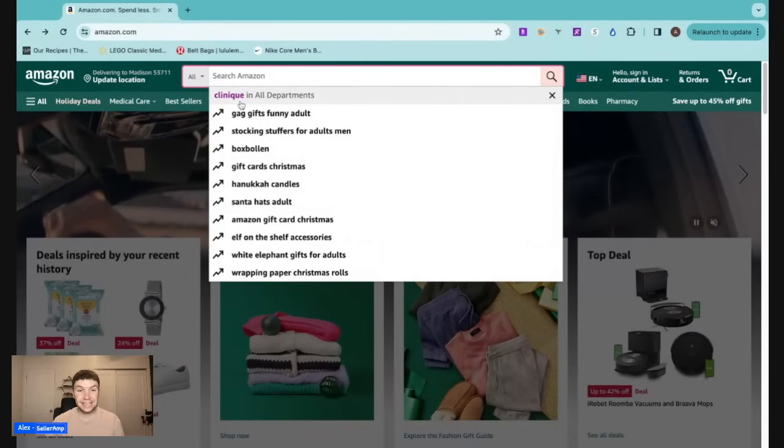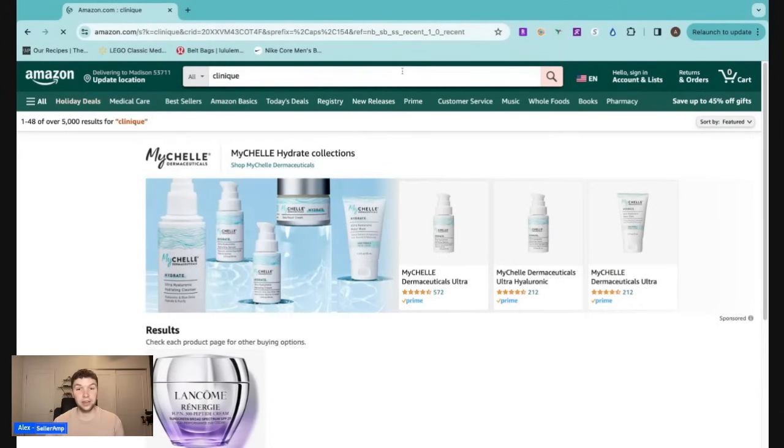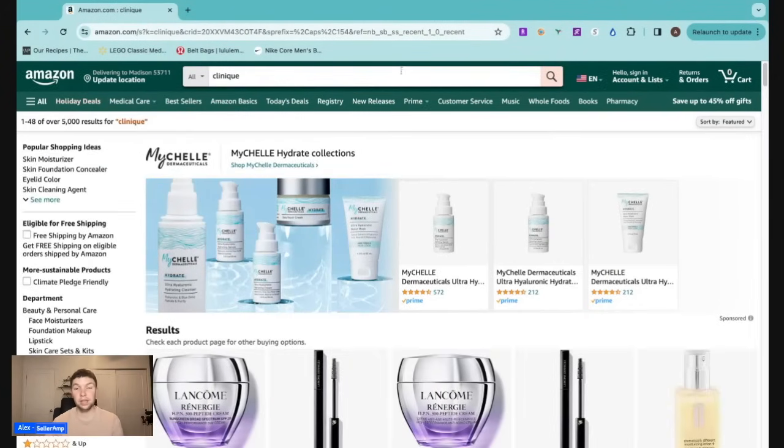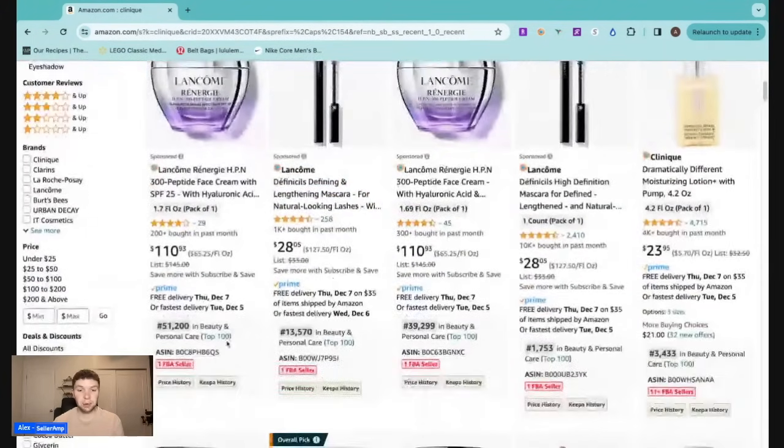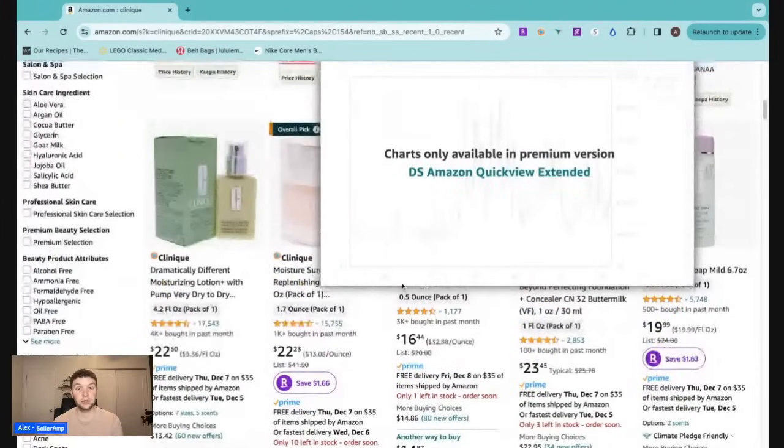So I'm going to use Clinique as an example. It's just a brand that I know that is prominent in the beauty space. You can pick Nike, you can pick Stanley, whatever you want to pick. But we're going to be looking at that brand and see if that can help us find other brands through storefront stalking and reverse sourcing. So again, we're going to scroll down. We're just going to look for any Clinique brand and see if we can reverse source off of that.